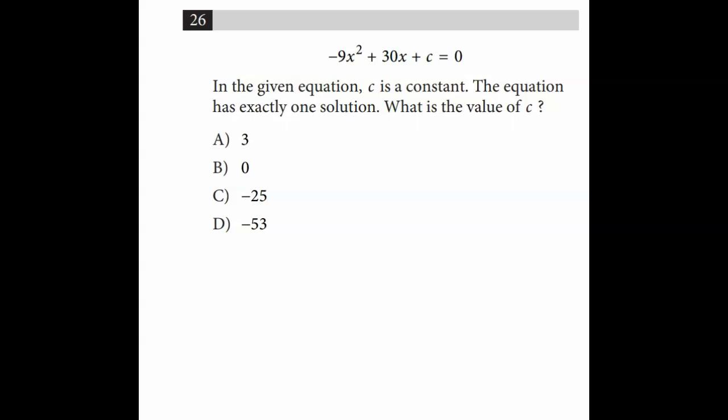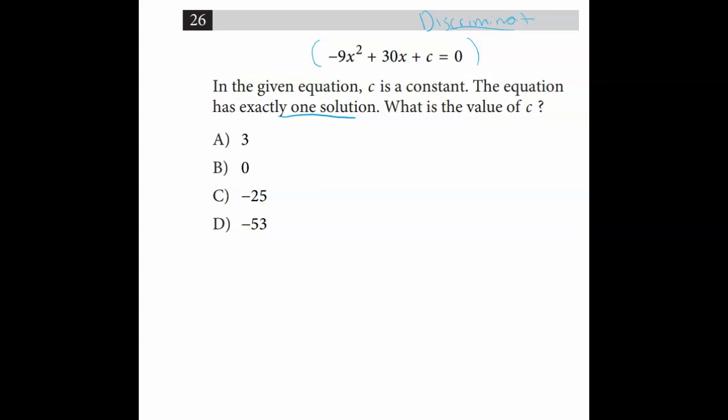In the given equation, C is a constant. The equation has exactly one solution. What is the value of C? Okay, so when I see a quadratic equation like this, and I see that the equation has exactly one solution, or if you see it has exactly two real or two imaginary, you should think of the discriminant function. So discriminant, something like that. Discriminant function. So you set this equal to 0.